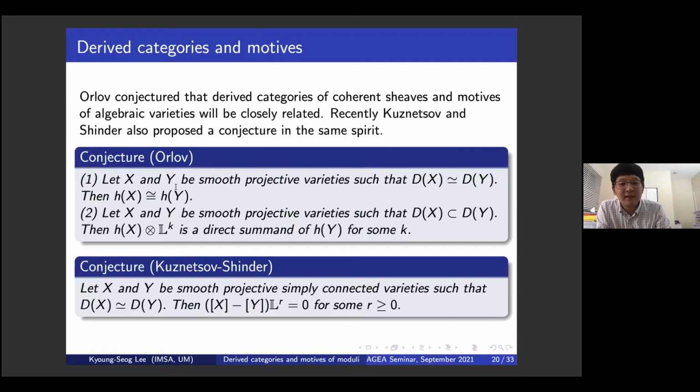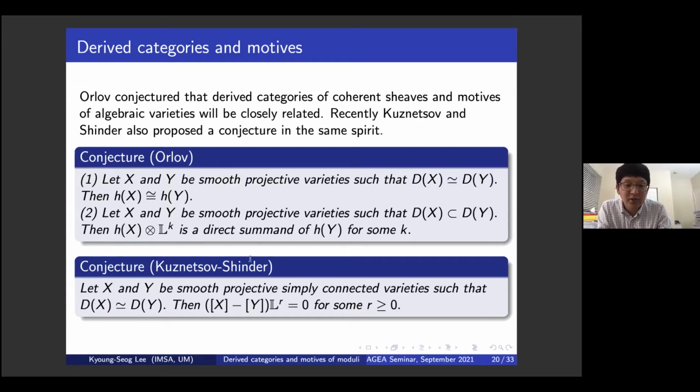When X and Y are two smooth projective varieties having the same derived category, then he conjectured that the motive of X is isomorphic to the motive of Y. Here, the motive is the Chow motive with Q coefficients. And he also conjectured that when X and Y are two smooth projective varieties and the derived category of X is embedded into the derived category of Y, then the motive of X is embedded into the motive of Y in a sense.